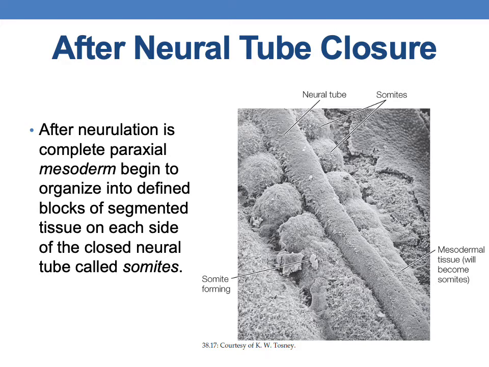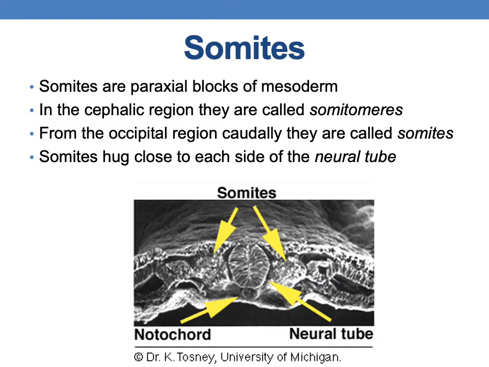After neuralization is complete, paraaxial mesoderm begins to organize into defined blocks of segmented tissue on each side of the closed neural tube called somites. The term paraaxial is just referring to the location of the somites that arise from the mesoderm and not a specialized type of mesoderm. Somites are paraaxial blocks of mesoderm. That's just a fancy way of saying somites are the round things that appear on each side of the neural tube at this stage. In the cephalic region, these round balls of mesoderm are called somitomeres, and from the occipital region caudally toward the tail, they are called somites.